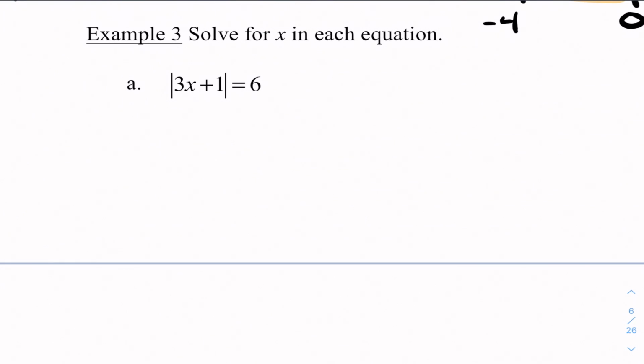Well, we write it as 2 separate things. We take our 3x plus 1 is equal to 6, or our 3x plus 1 is equal to negative 6.